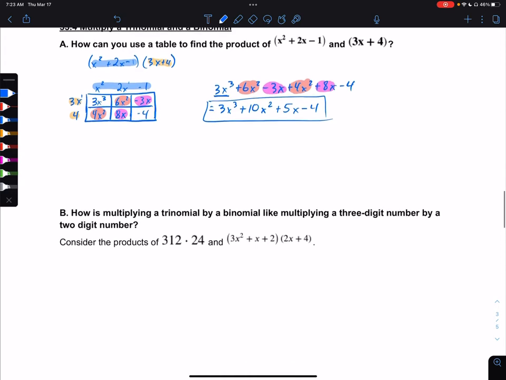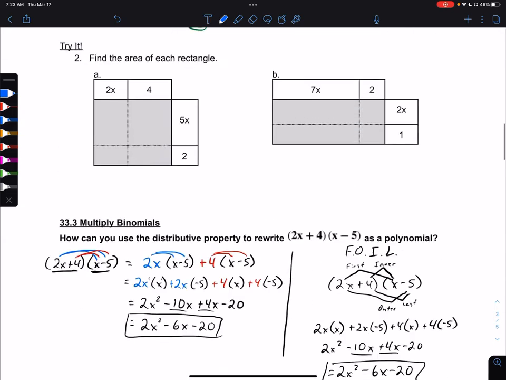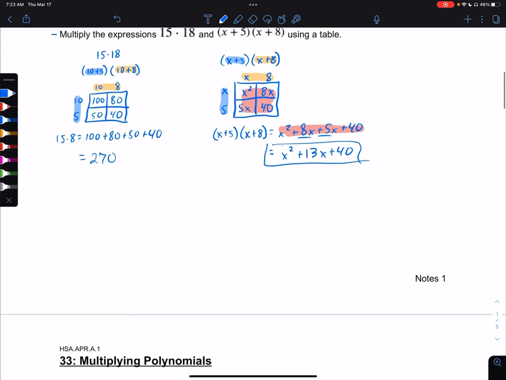Now, in part B, they ask us how is multiplying a trinomial by a binomial like multiplying a 3-digit number by a 2-digit number. So this is similar to, I believe, example 1. If we go all the way back, nope.